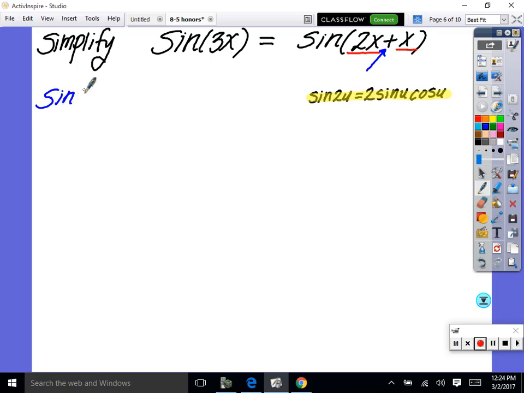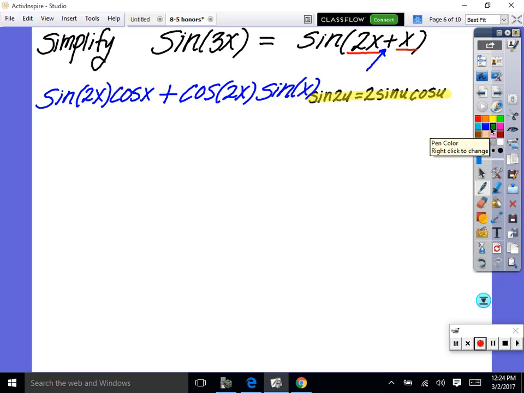So this is sine of 2x, and then cosine. Remember sine's on the outskirts of town. So we have sine of 2x cosine of x. The sign stays the same, plus cosine of 2x, right? Remember cosine's on the inskirts of town, it's the inappropriate one. And then sine of x. That's how we do it.